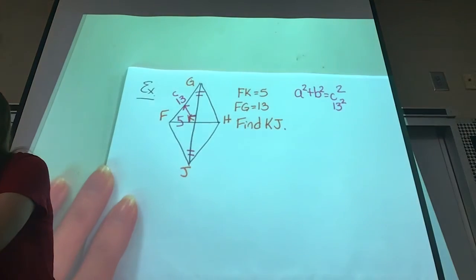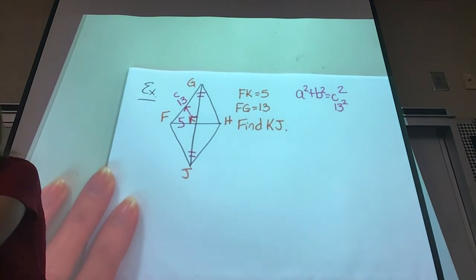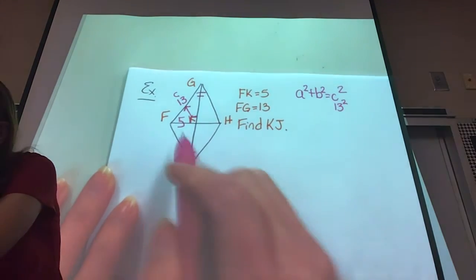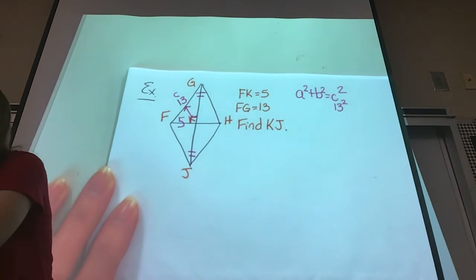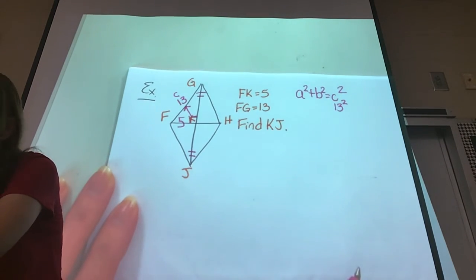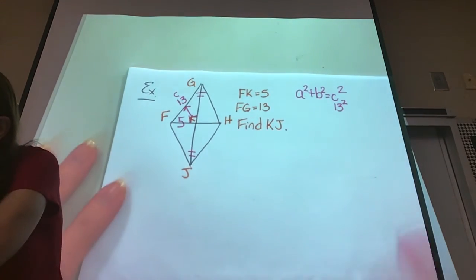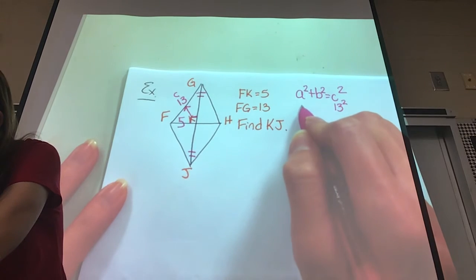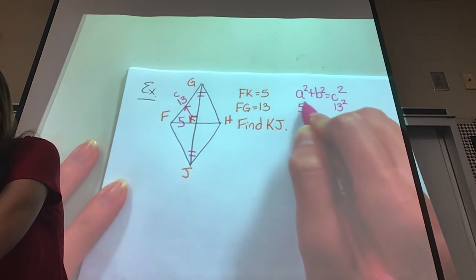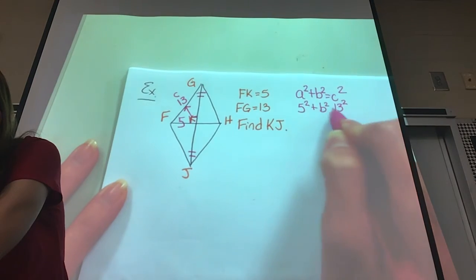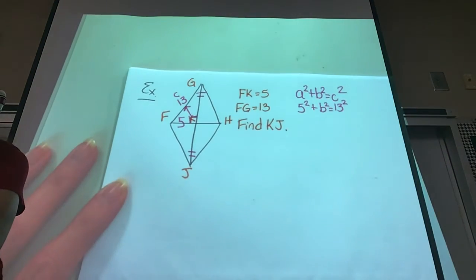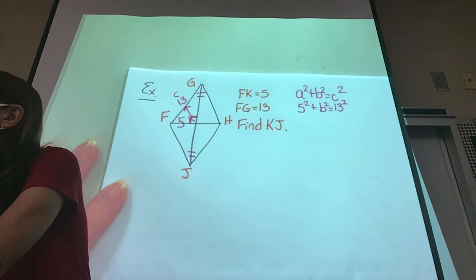Now the other two, I don't care where you put it. So somebody may say 5 is A, somebody else may say 5 is B. It's not going to matter because they're on the same side. Does not matter where you put it. So I'm just going to say 5 is A because usually A is the smallest one. So I'm going to say 5 squared plus B squared equals 13 squared. Now all you got to do is solve.